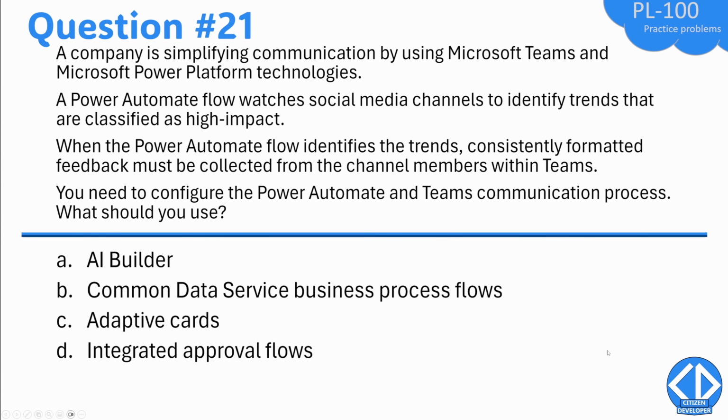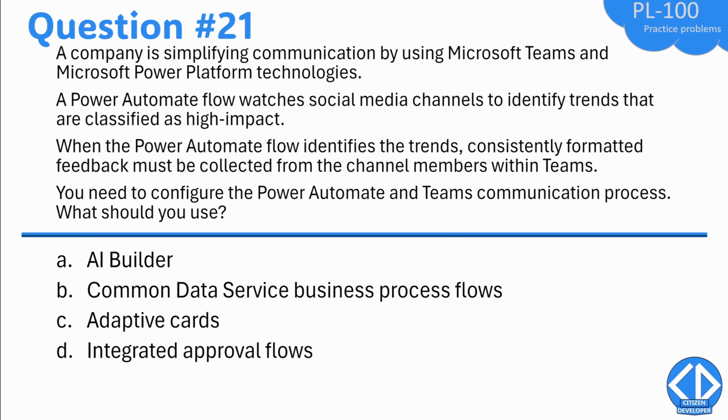So question 21 here, a company is simplifying communications by using Microsoft Teams and Microsoft Power Platform technologies. A Power Automate flow watches social media channels to identify trends that are classified as high impact. When the Power Automate flow identifies the trends, consistently formatted feedback must be collected from the channel members within Teams. You need to configure Power Automate and Teams communication processes.